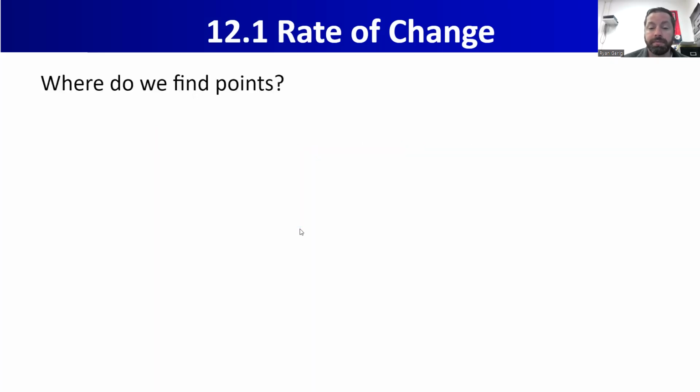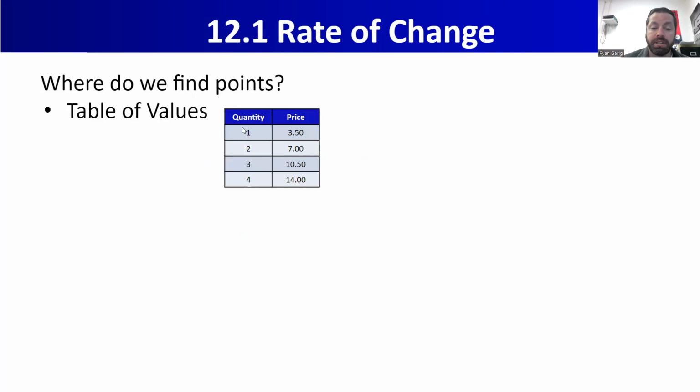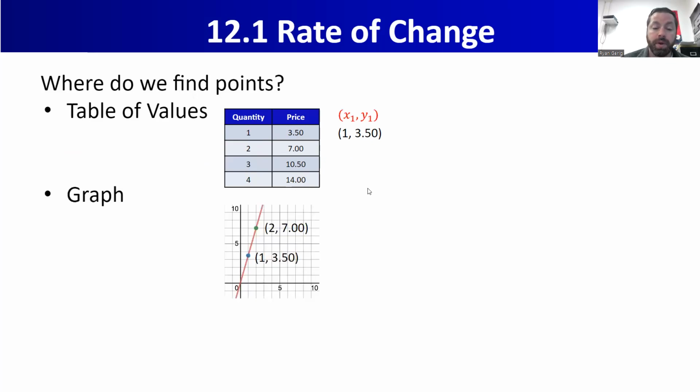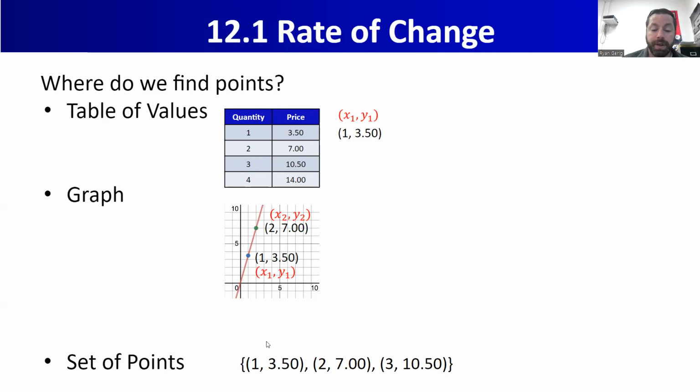So where do we find points? Well, we could get points from a table of values. You can see here, the quantity is representing our x values and the price is representing our y values. So 1, 350 would be x1, y1. We could also get points from a graph. You can see that I took some of the points from that table and put them on the graph, showing you x1, y1, and then x2, y2. You could also get it from a set of points, just listed like that, and you get x1, y1, x2, y2, and x3, y3.